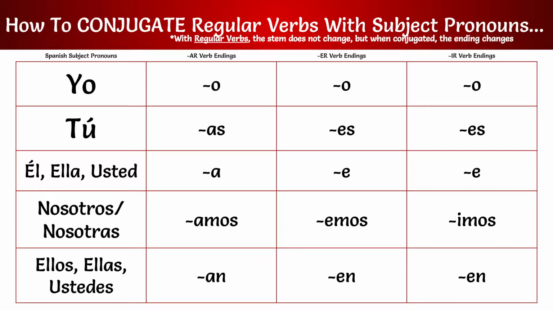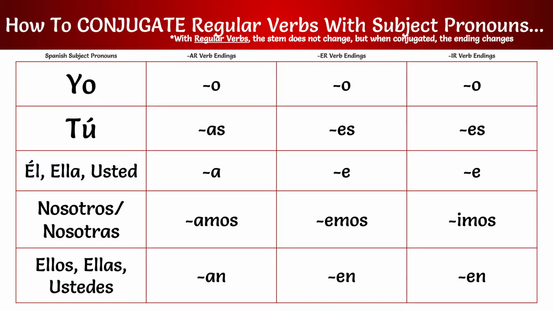Now, how to conjugate regular verbs with subject pronouns. So with regular verbs, the stem does not change, but when conjugated, the ending changes. For example, with AR verb endings, yo would end in o, tú would end in as, él, ella, or usted would end in a, nosotros and nosotras would end in amos, and ellos, ellas, and ustedes would end in an.